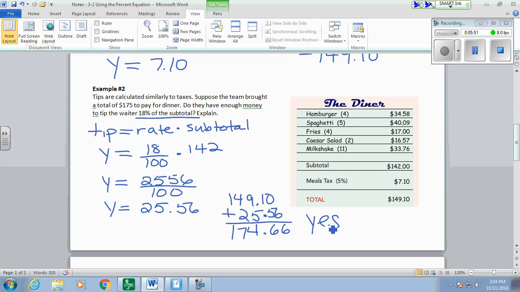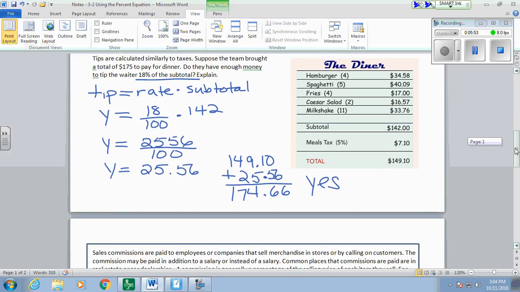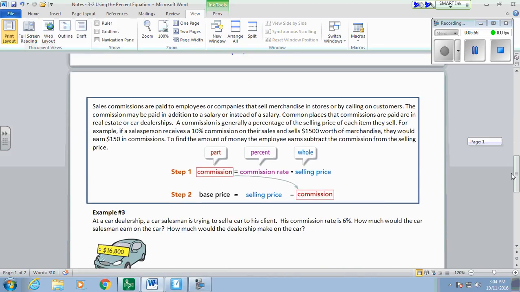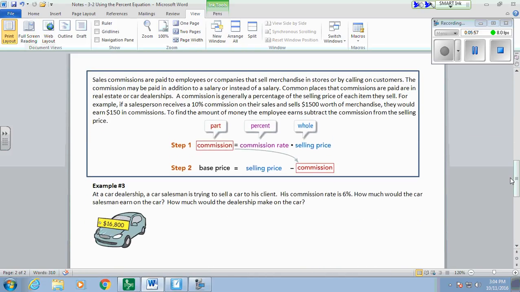Now, there was a mistake on your paper. This is what it's supposed to look like on the next page. So, if you could go ahead and pause the video and copy down this part that is not on your paper.